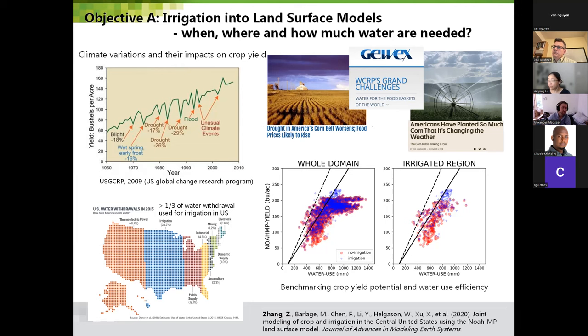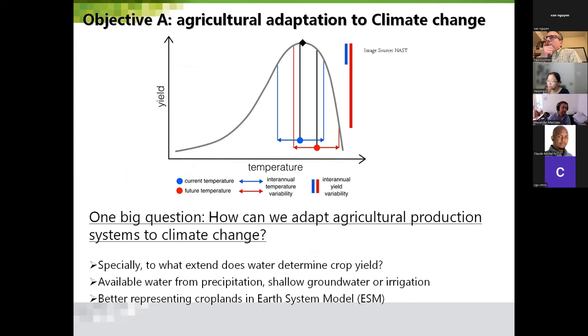The figure here is from our recent study, and we use corn as an example. You can see that in general, the corn production increases with more available water supply, but it reaches a plateau at some level, which means it no longer increases with the same trend as it was. So there is an optimal water use condition for crop production, and water exceeding this threshold becomes much less efficient.